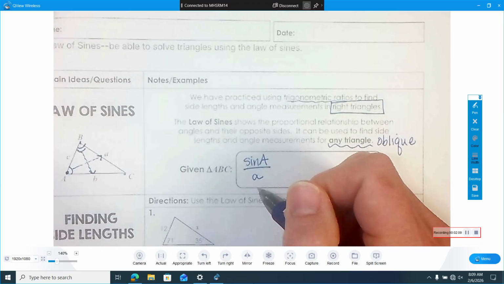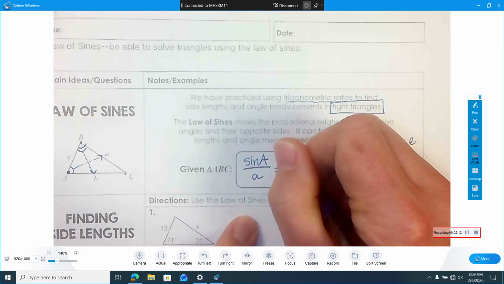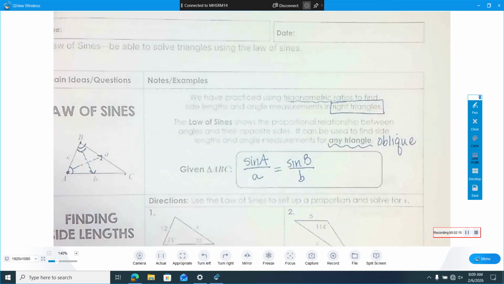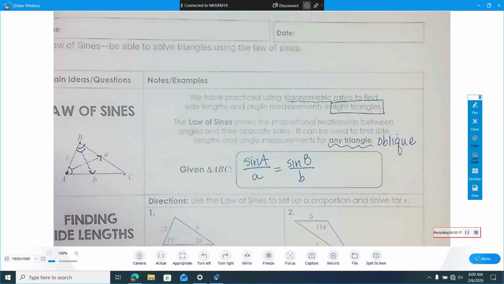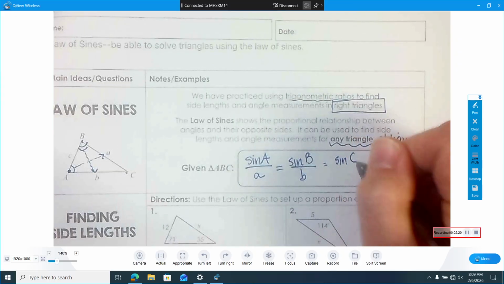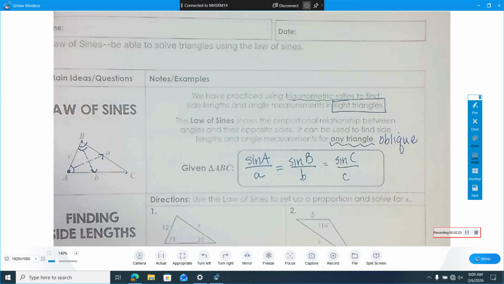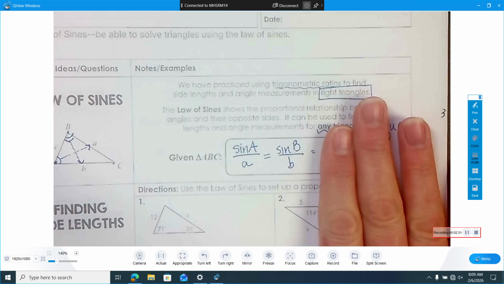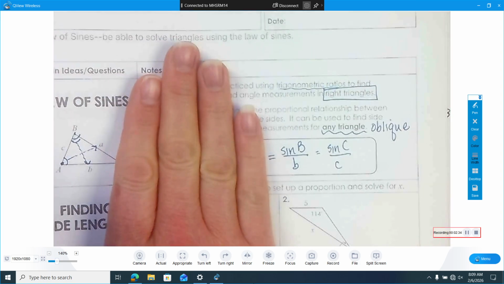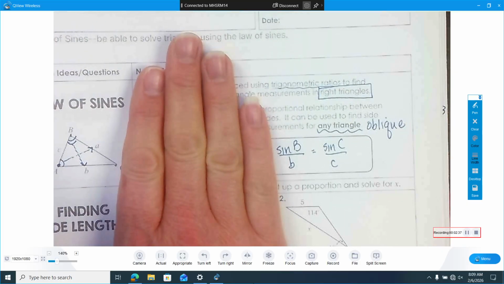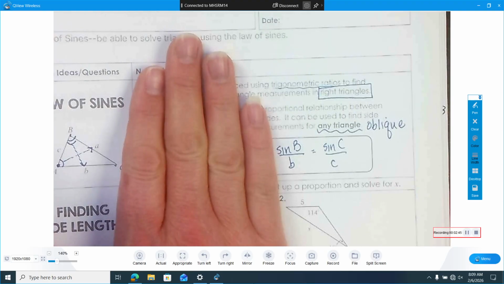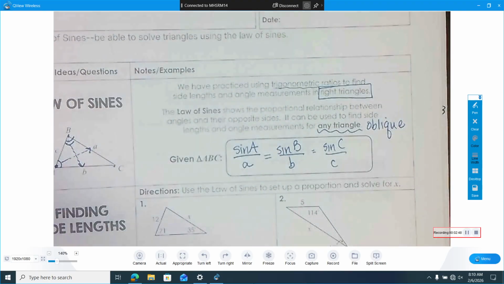So the sine of the angle over its opposite side is equal to the sine of another angle over its opposite side. And also the sine of the third angle over its opposite side is going to be an equal ratio. So all of these are equivalent, and we can pick and choose which two we're going to use to create an equation to solve. And how are we going to solve this? How do you solve a fraction equal to a fraction? Cross multiply. Every time. All we do in geometry is cross multiply all the time. All right, so let's give it a try.